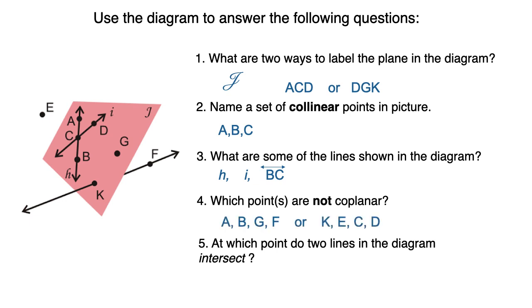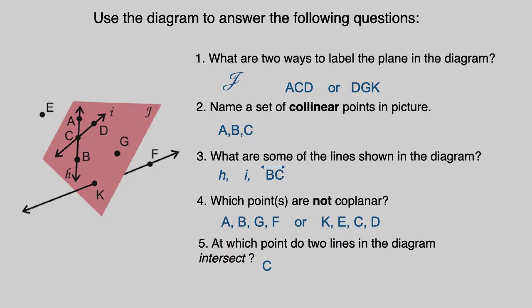Points that are not coplanar. Now these are 4 points that do not all lie on the same plane. We can say A, B, G, F. Another set of points that are not coplanar are K, E, C, D. The point where 2 lines in the diagram intersect would be point C.